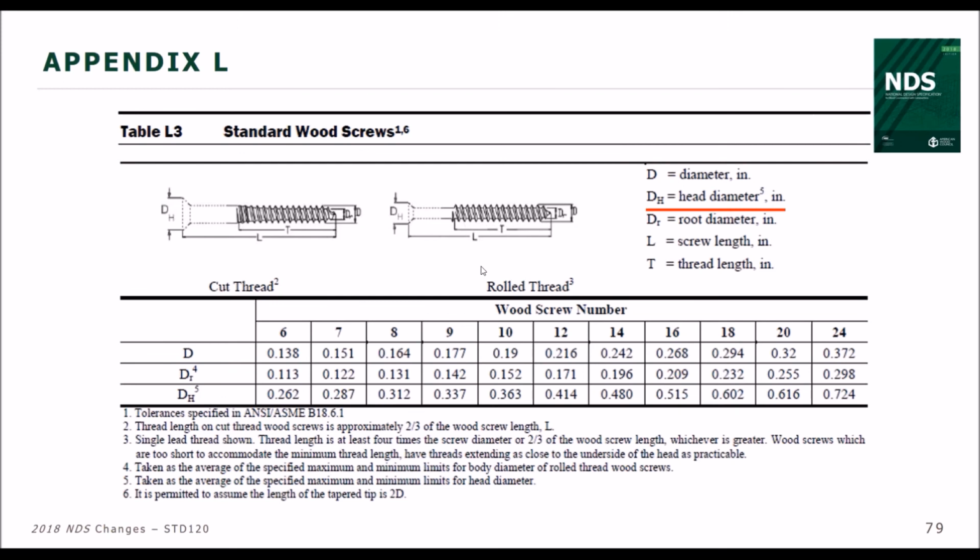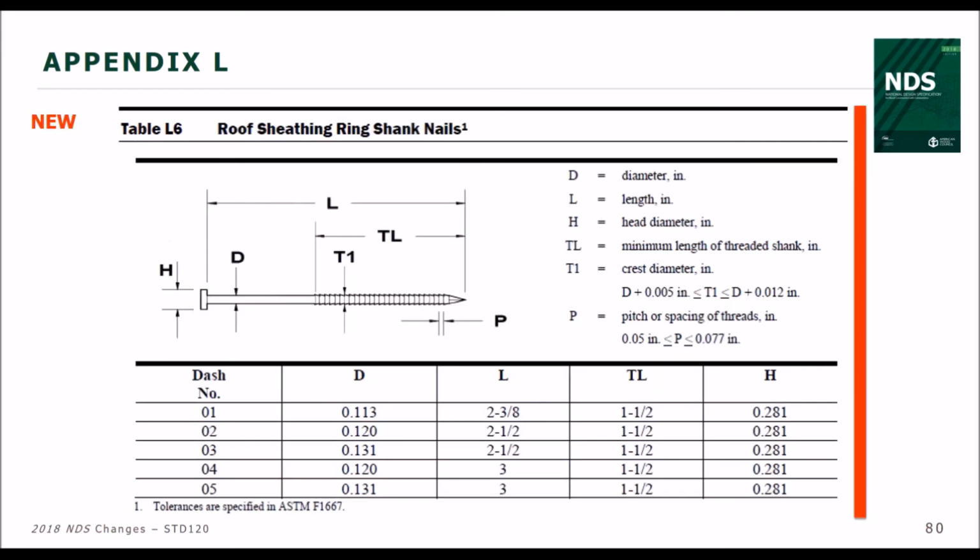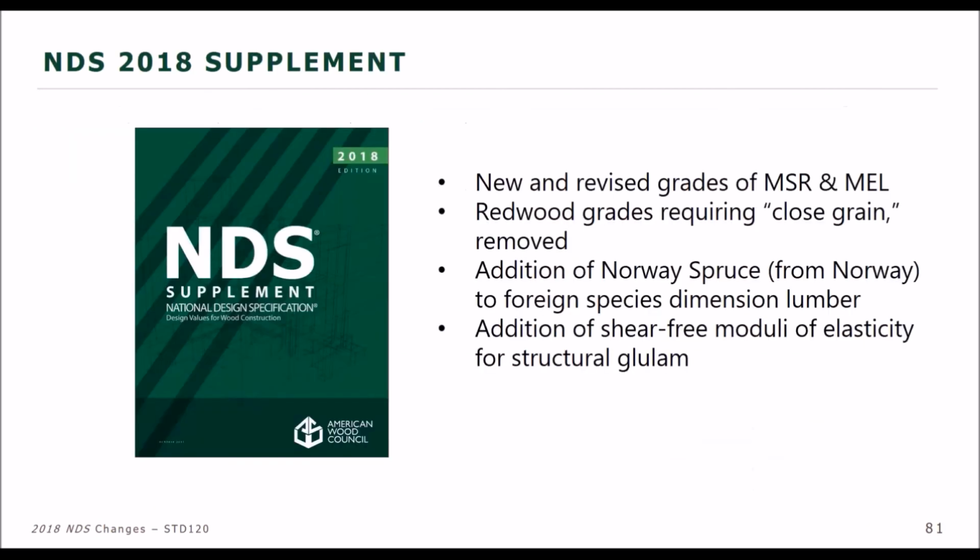So the appendix tables, again, updated to include head diameter for fasteners, new roof sheathing ring shank nails. I'll just run through these quickly. NDS supplement was updated, not a lot of revisions to traditional lumber. There are a couple of new revised grades of MSR and MEL. Redwood was simplified pretty significantly by removing any grades that require close grain, so that looks more like just the other species of softwood lumber now as far as number 1, number 2, number 3 grades.